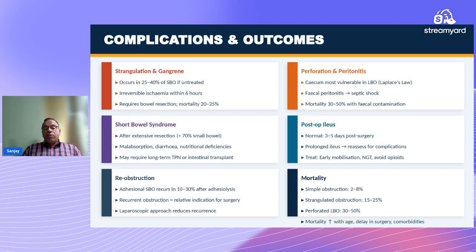If you look at the long-term outcome, in simple obstruction, where there are no complications, the mortality is about 2 to 8%. But if it goes into strangulation, then the mortality rises to about 15 to 25%. And if there's a perforation, especially in a large bowel, then the mortality can go to more than 30 to 50%. The mortality always increases with increasing age, any delay in the surgery, or any associated comorbid conditions, especially if they are not optimized.